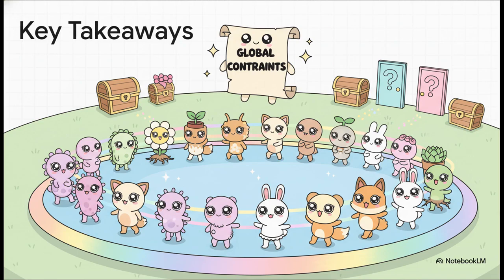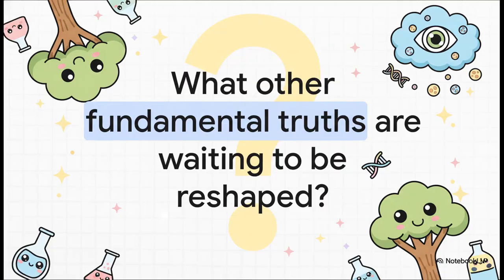So what are the big takeaways here? 1, evolution might be more of a communal thing inside a domain than we thought. 2, there might be these global constraints on how species can evolve, rules we never even knew existed. And 3, this new map, this new way of looking at things, could help us solve a lot of other long-standing puzzles in biology. Think about it.